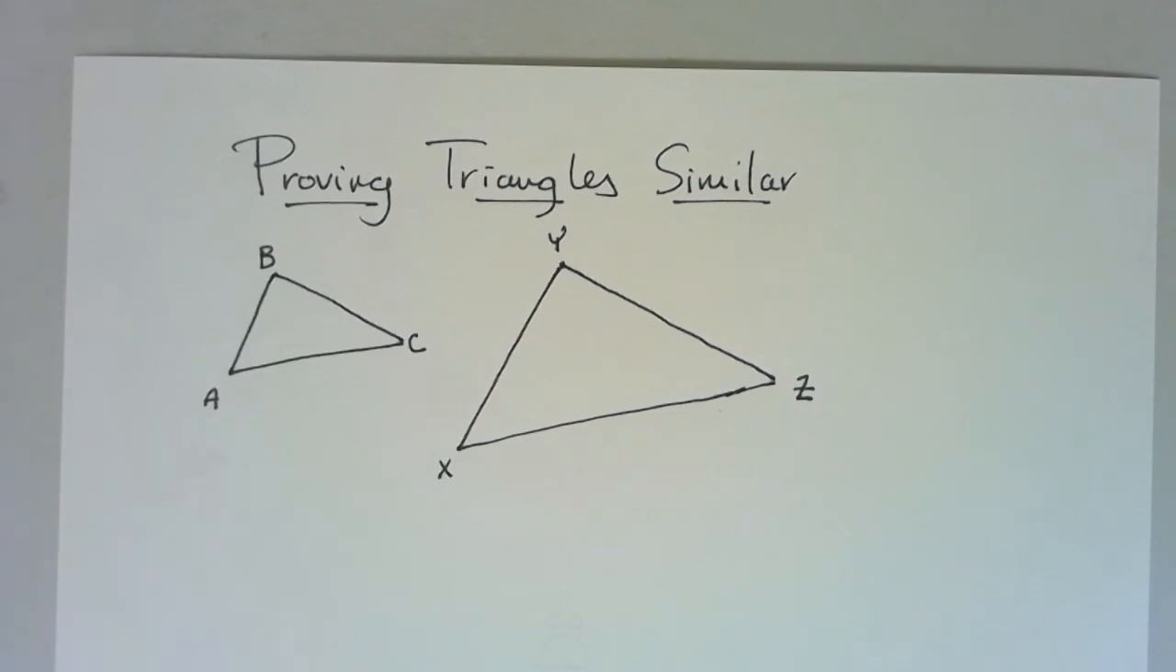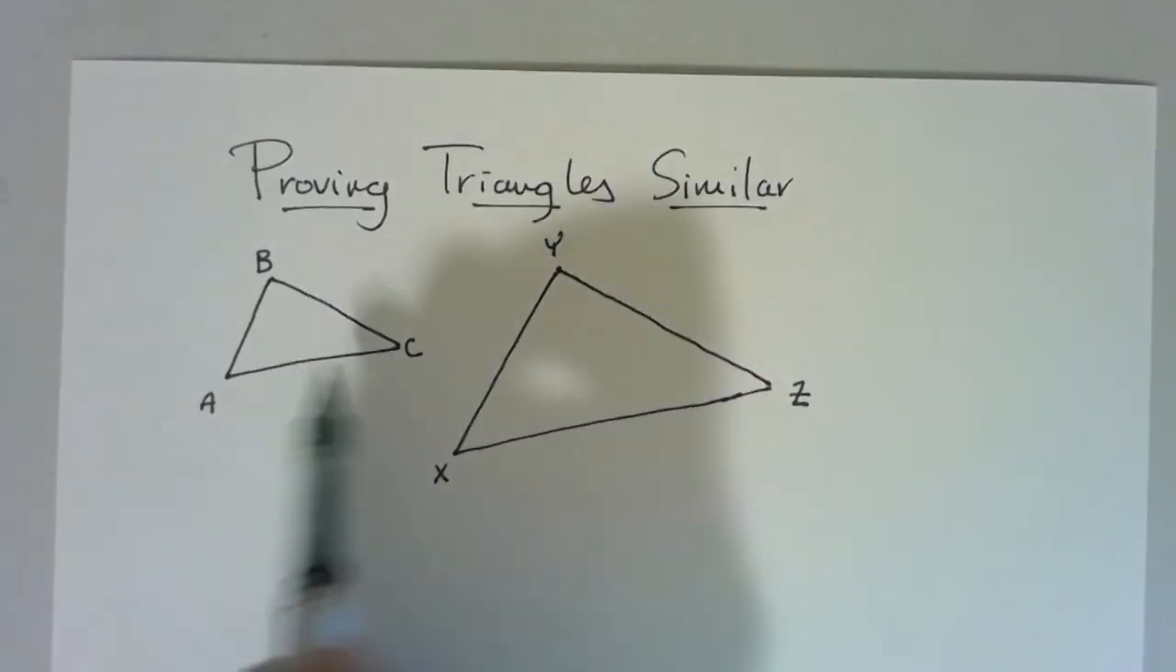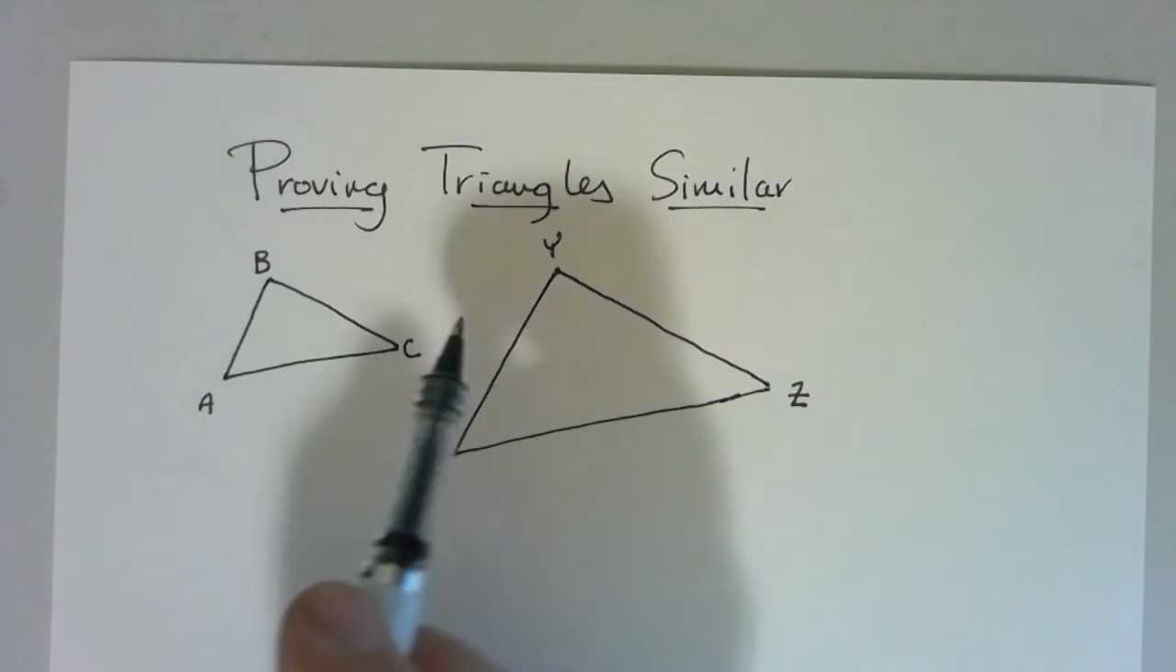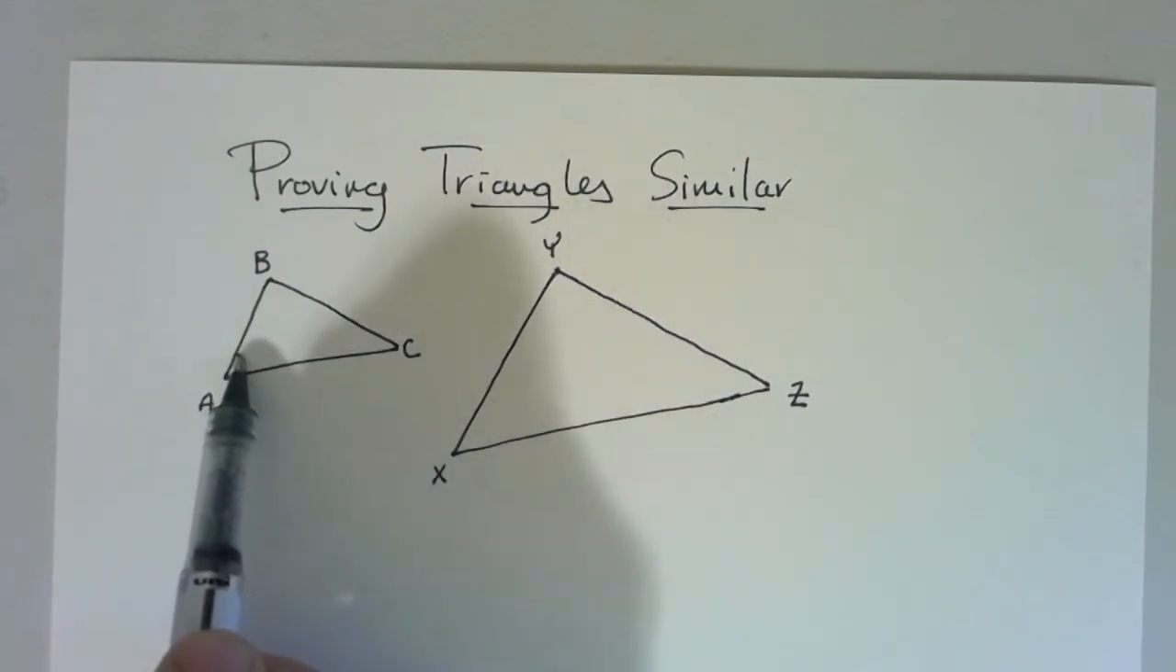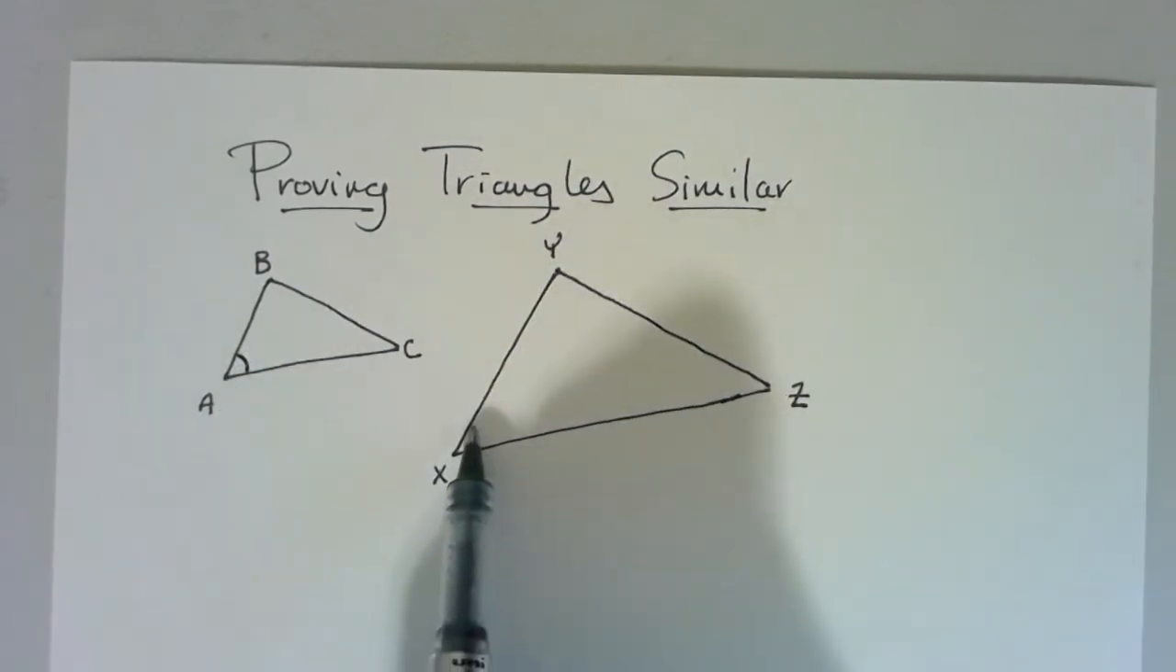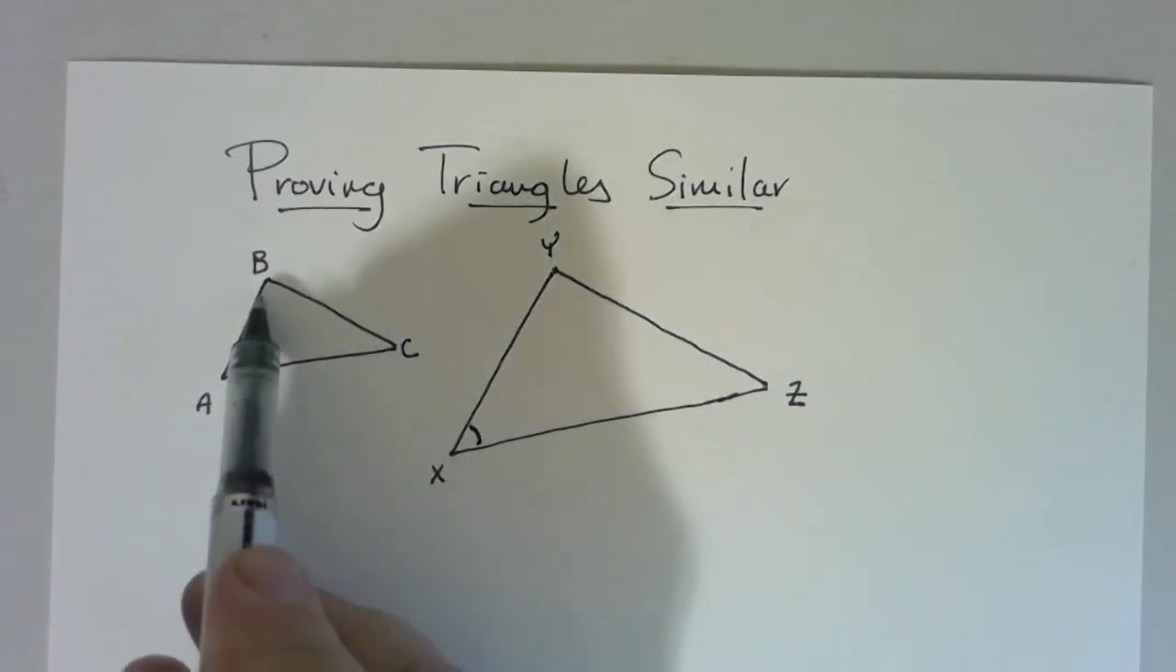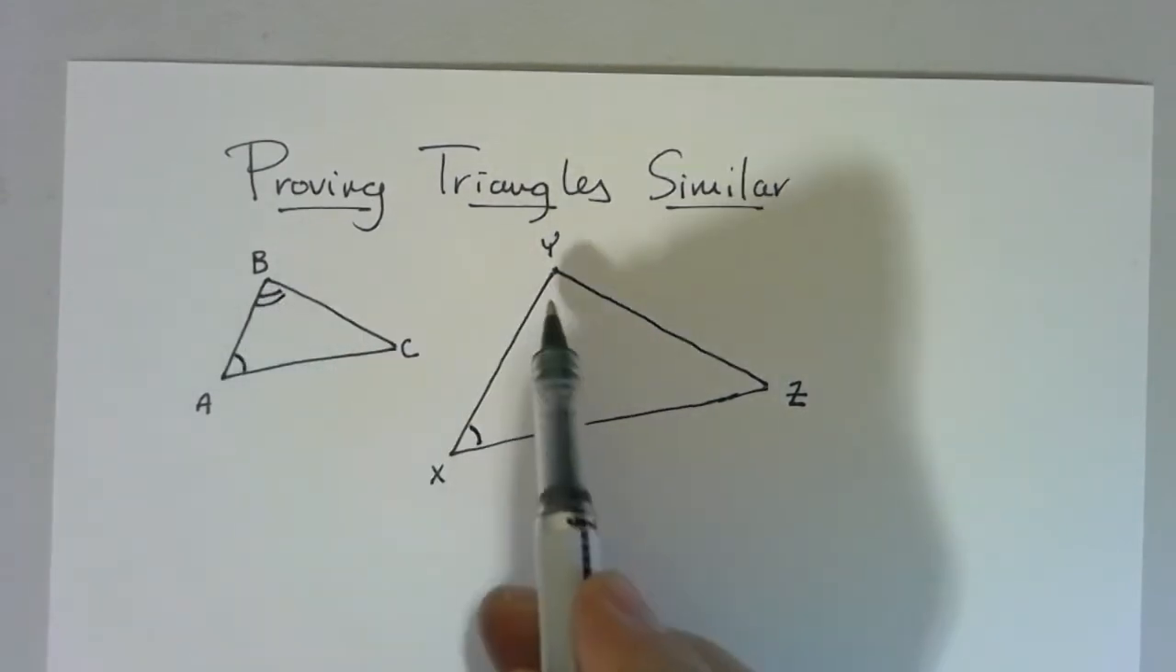So how do we prove triangles similar? Is there something like an SAS or an ASA or something like that that works for similarity? And the answer is yes, and it's very simple. The way we show that triangles are similar is we show that they have three pairs of angles that must match.